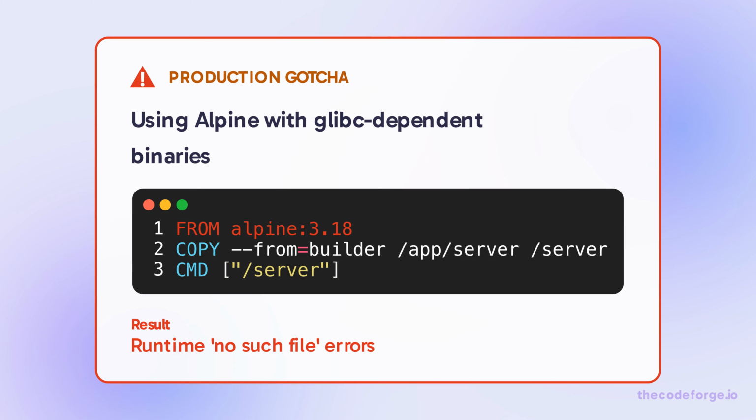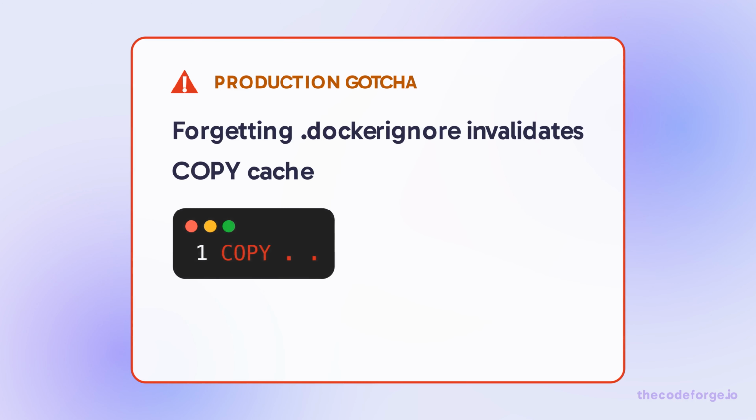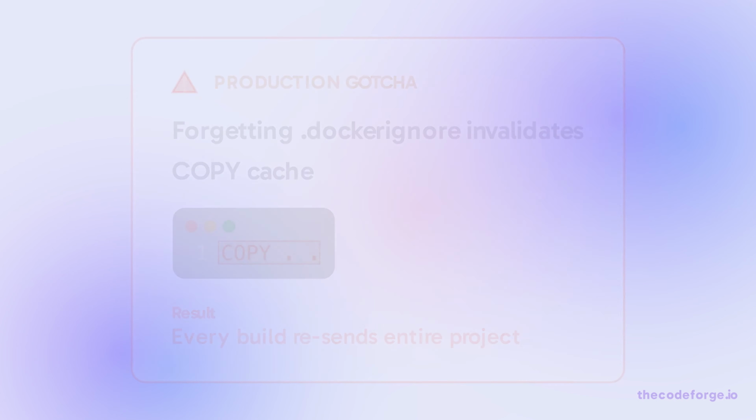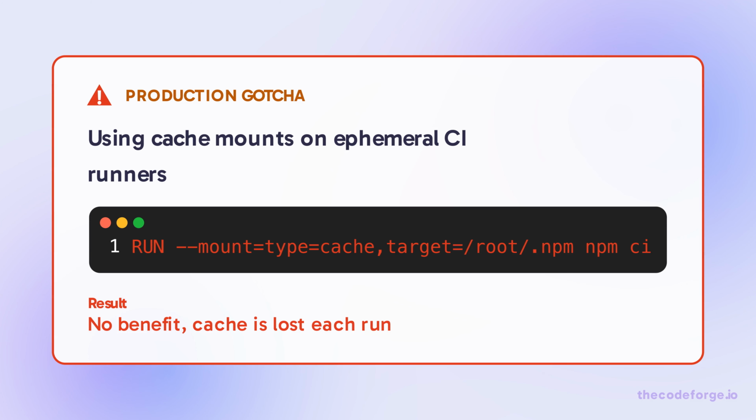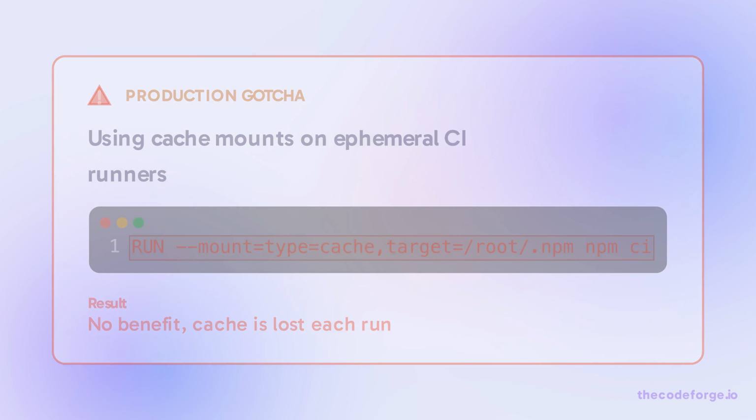Alpine uses musl libc, not glibc. If your binary expects glibc, it will fail. Always test thoroughly before switching to Alpine. Without dockerignore, every copy includes Git and Node modules, invalidating the cache and slowing builds. Cache mounts persist on the host file system. On ephemeral runners like GitHub Actions hosted, they don't persist. Use cache from with a registry instead.